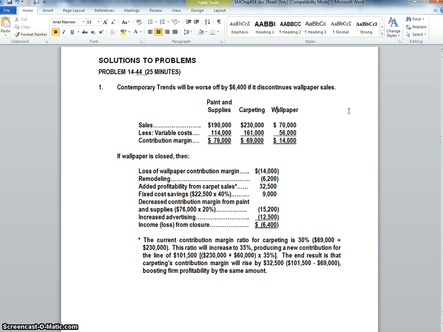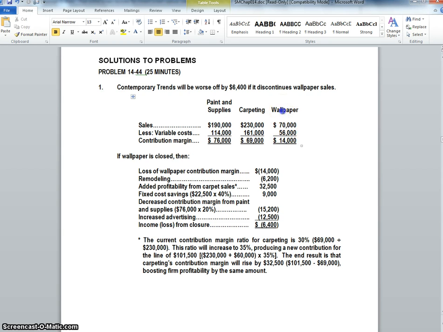So the first thing I did, part 1 asks, should they close the wallpaper operation? We're going to approach this in 2 steps. The first step is we're going to frame up what the contribution margin is for each of these 3 areas. We take that basically by doing sales less variable costs, and we come up with a dollar amount for each. That gives us a little perspective and helps us frame up the problem.